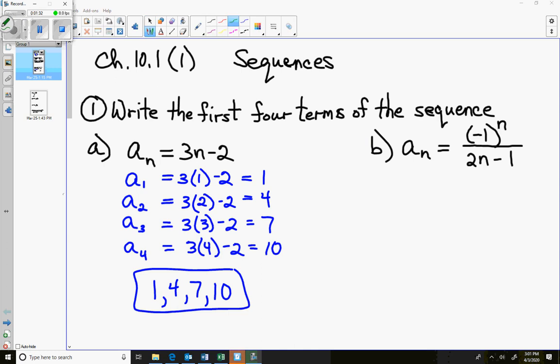Part B, same idea, they just gave a little bit different formula. First term, everywhere you have an n, plug in a 1. So we have negative 1 to the first power over 2 times 1 minus 1. So we get negative 1 over 1, which is negative 1.